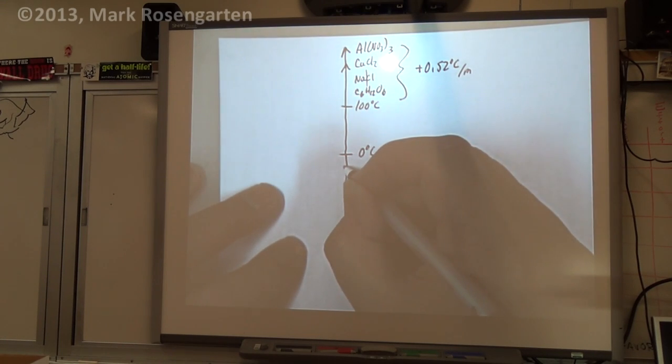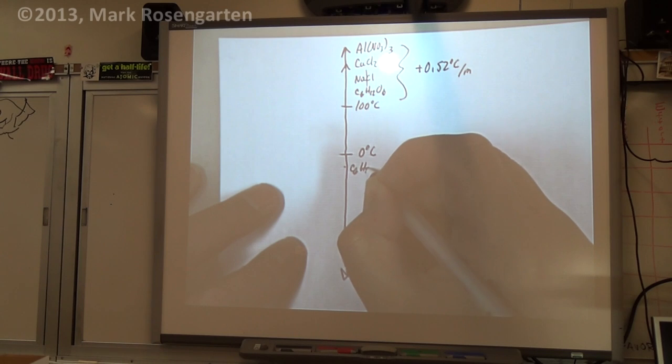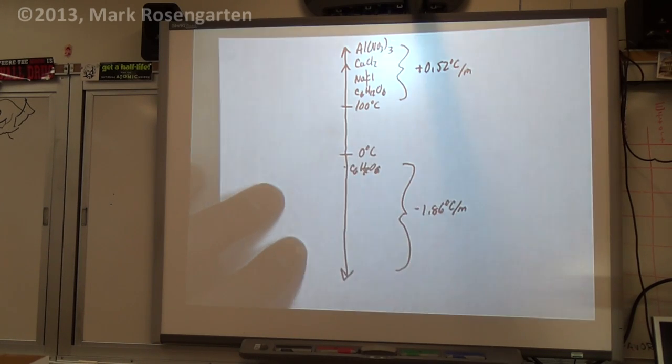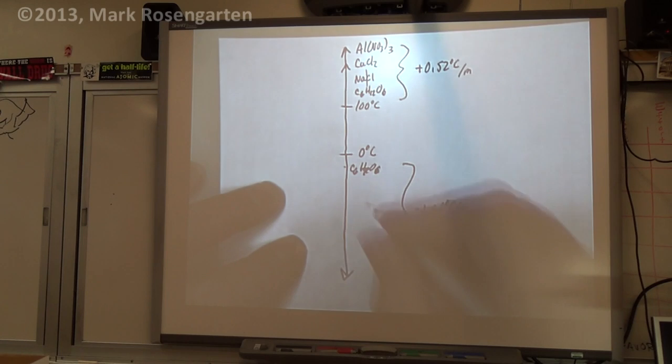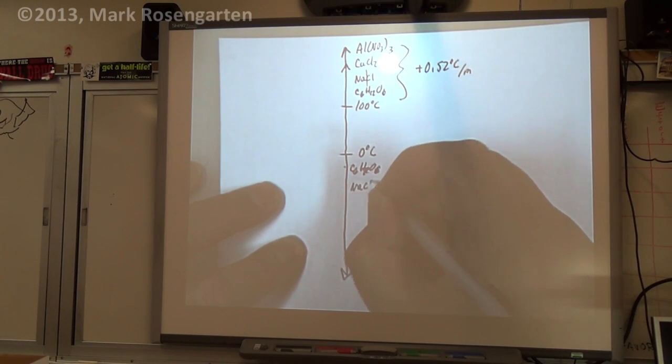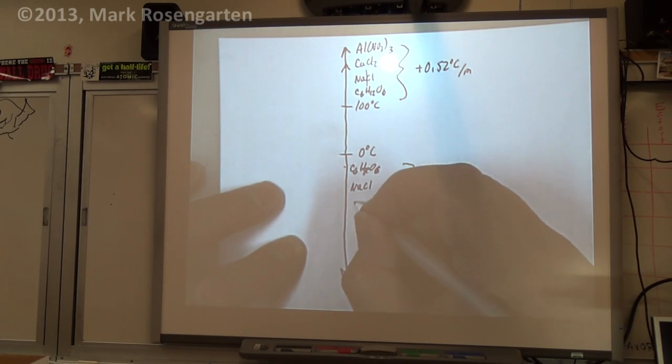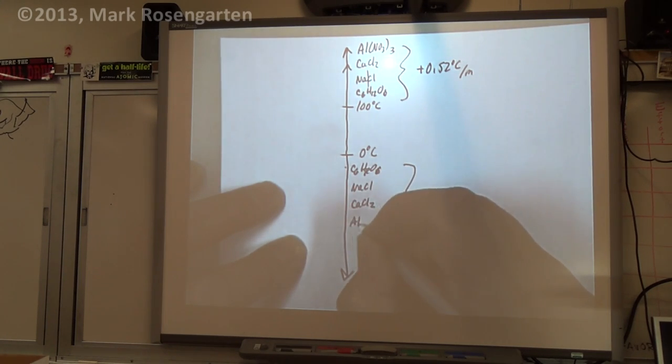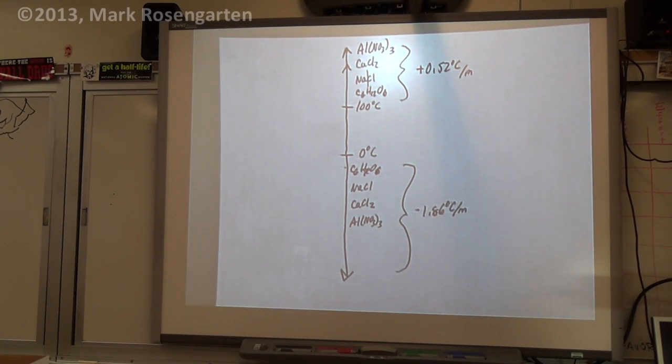So sugar is going to have a very small impact on the freezing point of water. Salt will have double the impact, table salt that is. And then calcium chloride would have 3 times the impact, and aluminum nitrate would have 4 times the impact.